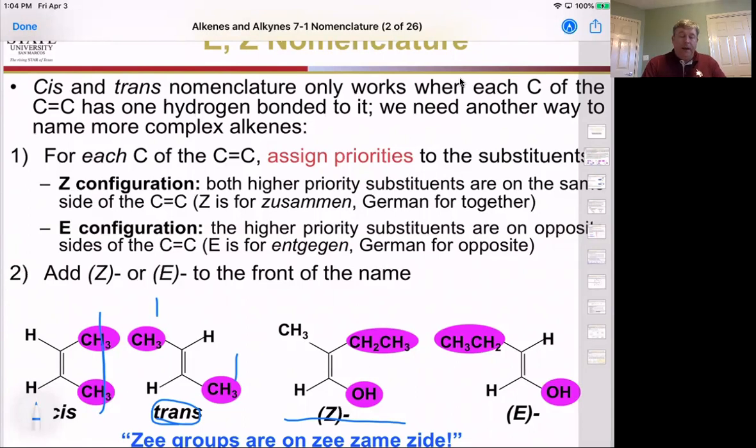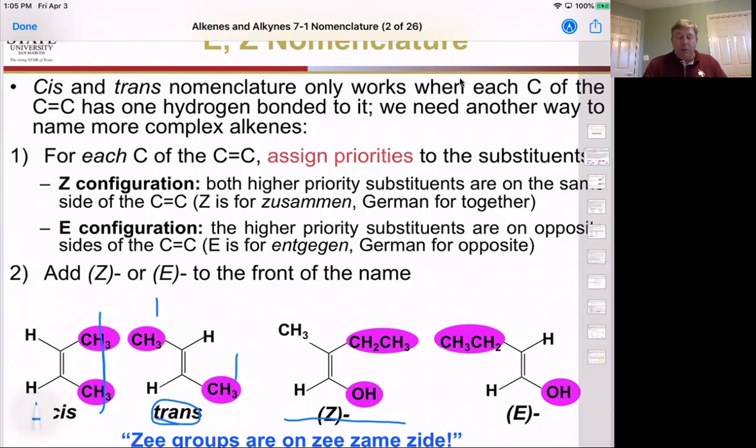Okay, so now we have to think about what are ways to definitively define what the different geometric isomers would be. And so we do that using priority of the substituents. Just like we used priority of substituents when we were assigning R and S, we use that same style of prioritization to figure out whether they are on the same side or the opposite side.